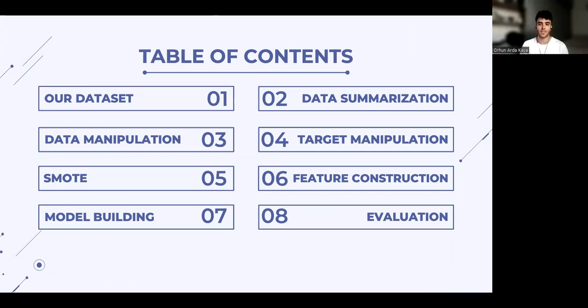For our final presentation, first we are going to introduce our dataset and our aim, then the problem and our motivation to solve this problem. After that, we will talk about data manipulation and target manipulation respectively. Then we will talk about how we applied SMOTE to our data and the features that we add. Lastly, we are going to talk about our hyperparameter selection and model selection. Next, please.